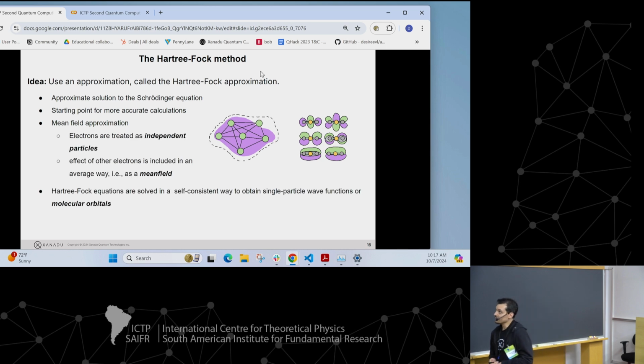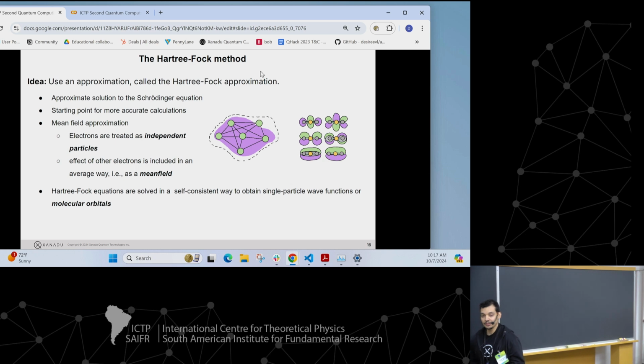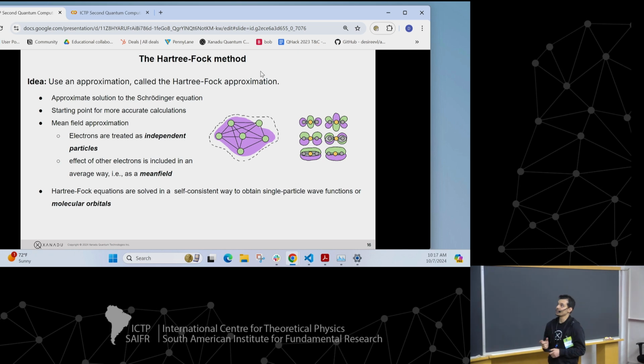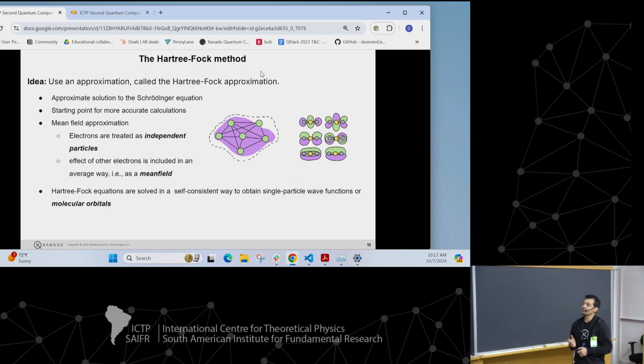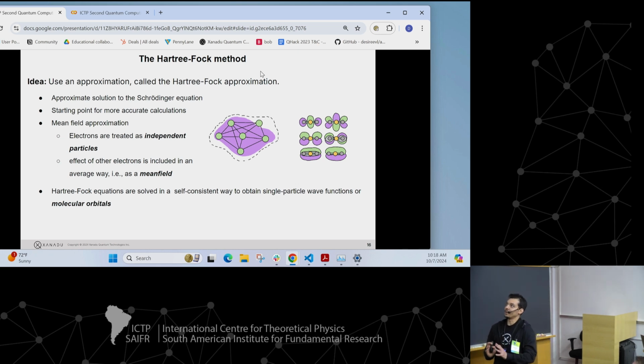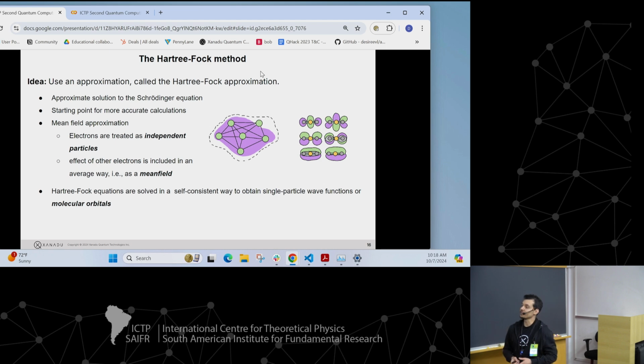What this approximation means is that each electron is treated independent of the others. You're no longer looking at individual electron-electron interactions, which helps you reduce the scale, but it also means that you're removing correlations between electrons. The mean field part, of course, comes from this abstraction of treating all the other electrons as a cloud of charge. And what you end up getting is a system of equations that you need to solve in what's called a self-consistent way.